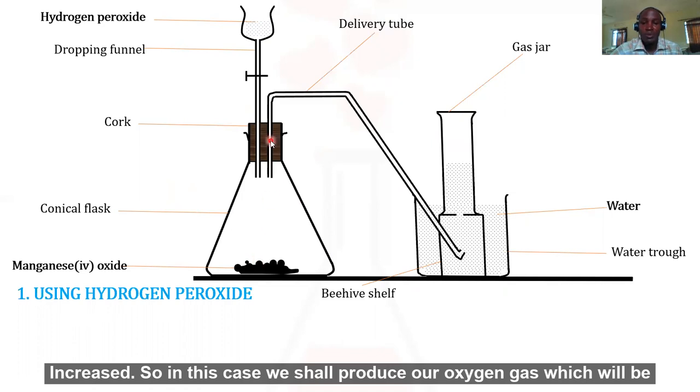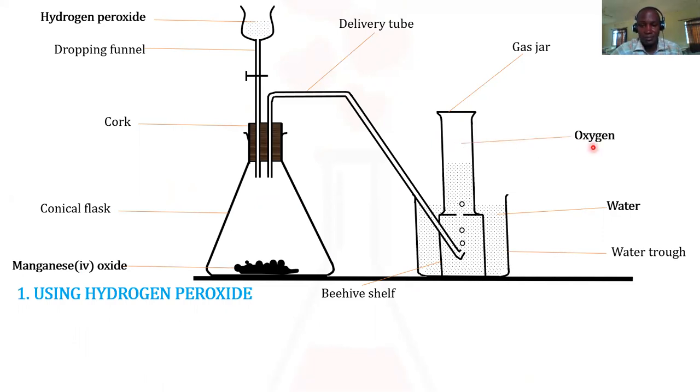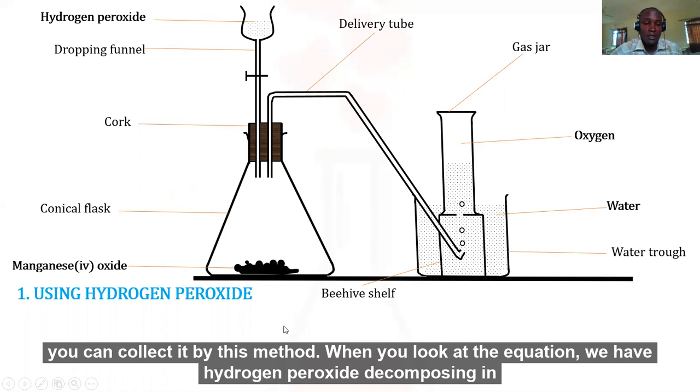So in this case, we shall produce our oxygen gas, which will be seen as bubbles of a colorless gas and can be collected in our gas jar as shown. However, this oxygen is not dry. It being insoluble in water, we can collect it by this method.